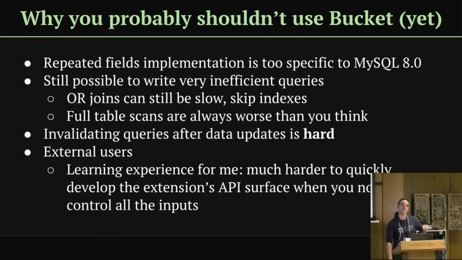All right, I'll try to make this quick. Wait, can you hear me? Yeah. Okay.